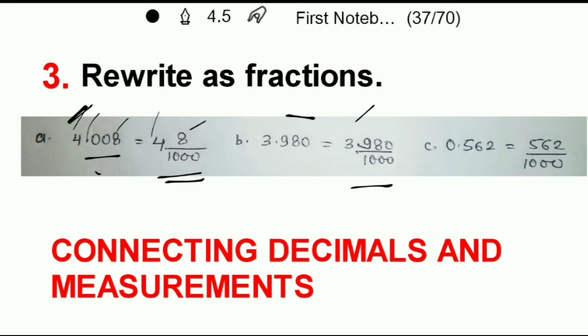In this one there is no whole number, so directly we can remove the decimal. Here we are removing the decimal. So decimal means we put 1 and 3 numbers are there. So we can use 3 zeros, and the same number you can write in the numerator.